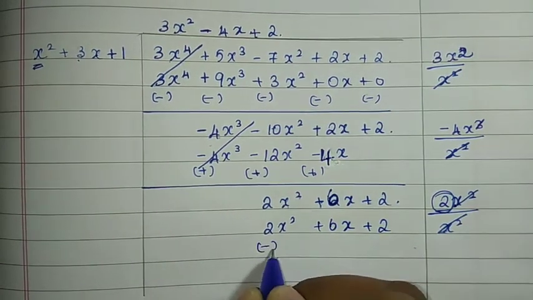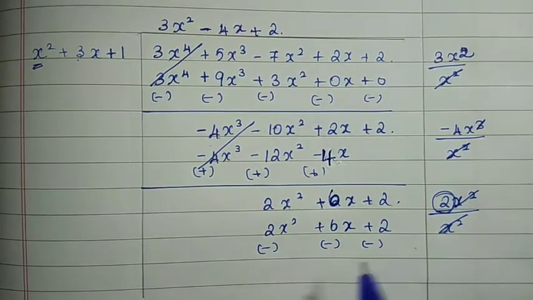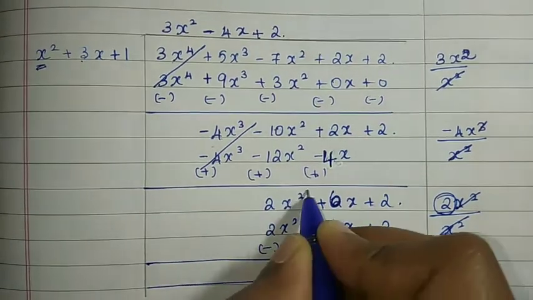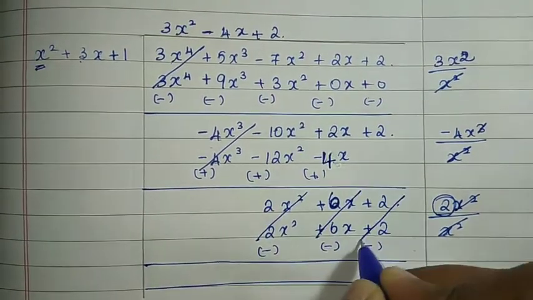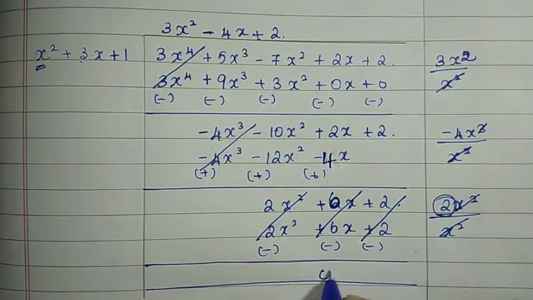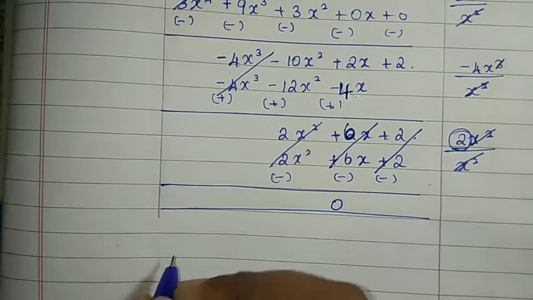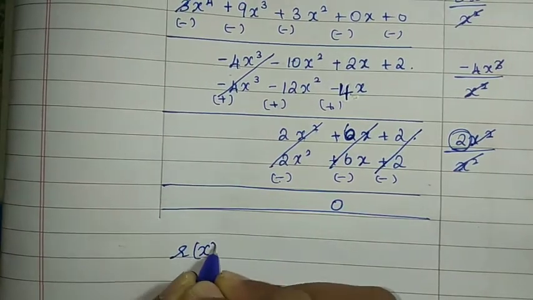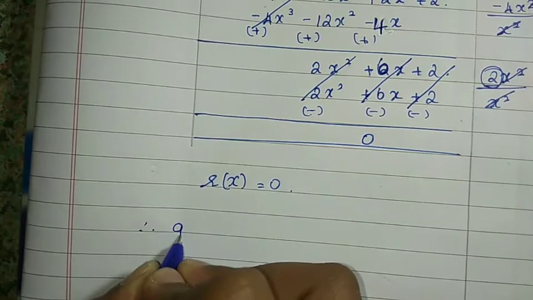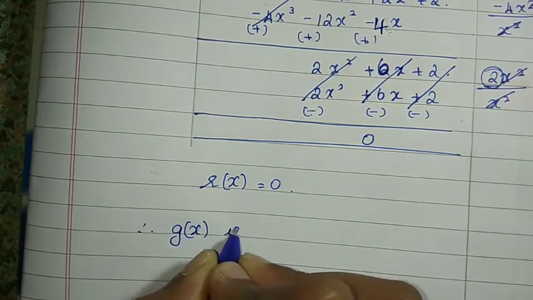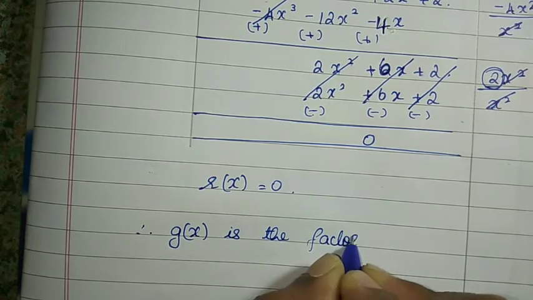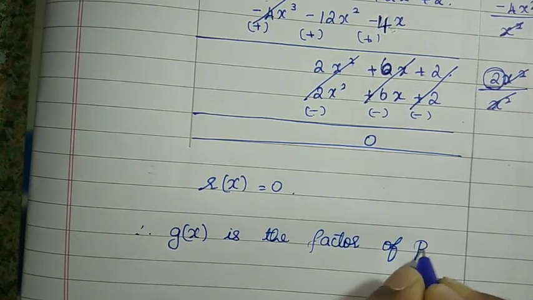So now I will be changing the signs throughout, and everything will get cancelled, because it is plus minus, plus minus, plus minus with the same number. So remainder is 0. So my r of x is equal to 0. Therefore I will say that g of x is a factor of p of x.